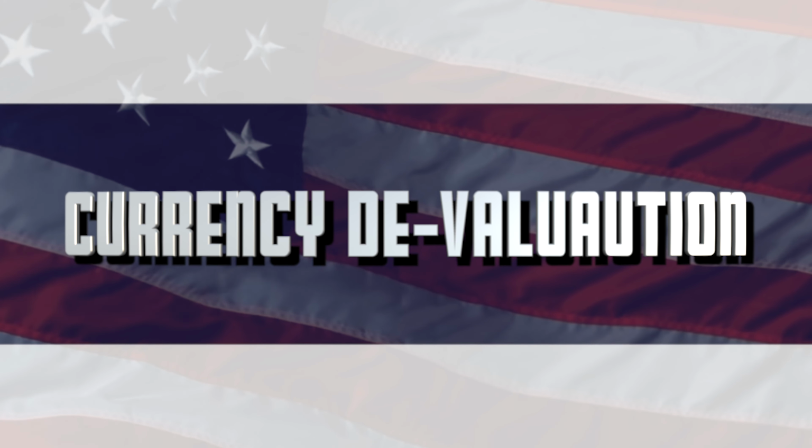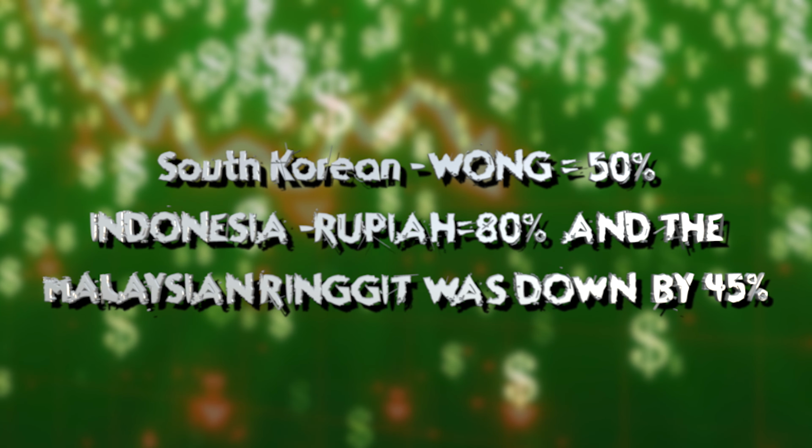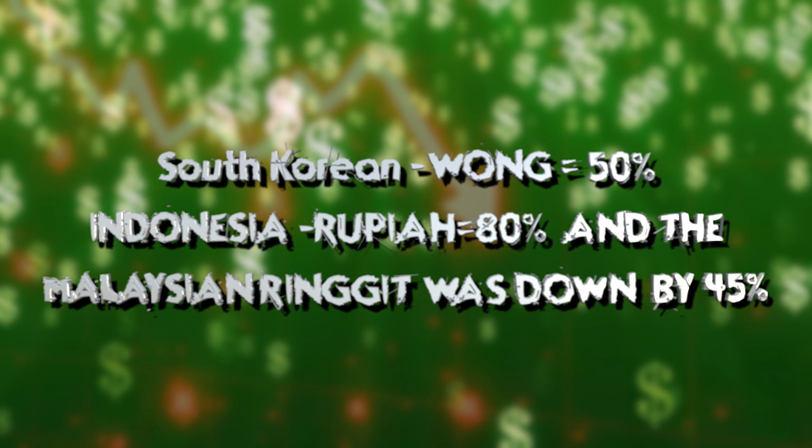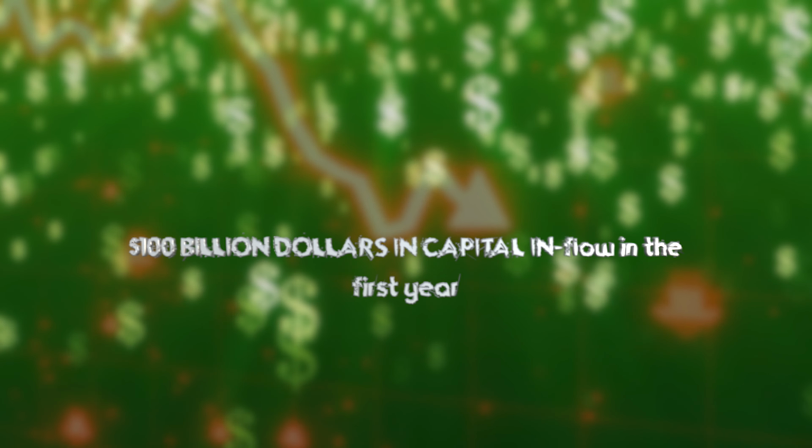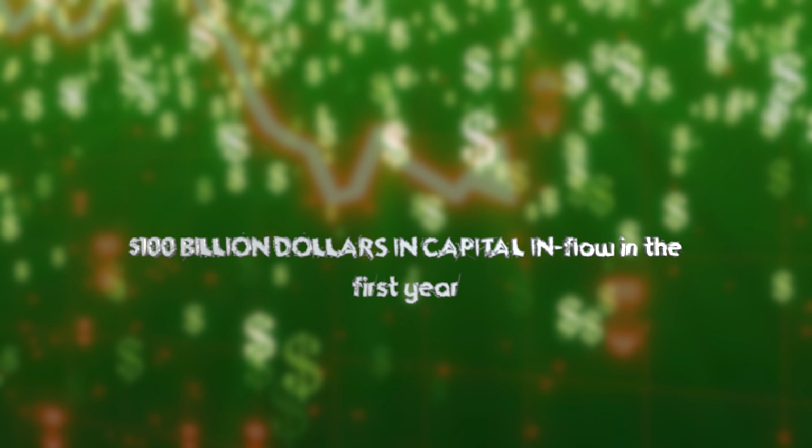The weakening of the baht set off a series of currency devaluations. Within the first 6 months, the South Korean won had dropped by 50%, the Indonesian rupiah by 80%, and the Malaysian ringgit was down by 45%. The hardest-hit economies saw a drop of over $100 billion in capital inflows in the first year. The crisis then spread to affect the Russian and Brazilian economies. The reasons behind this crisis are complicated and polarizing.